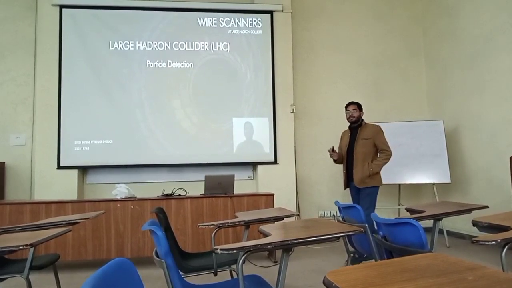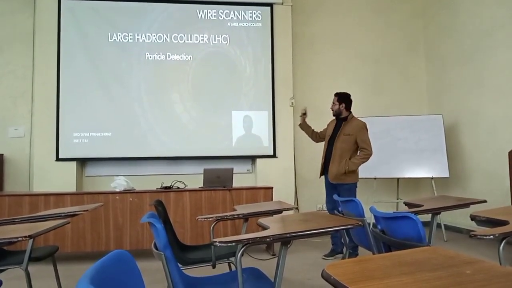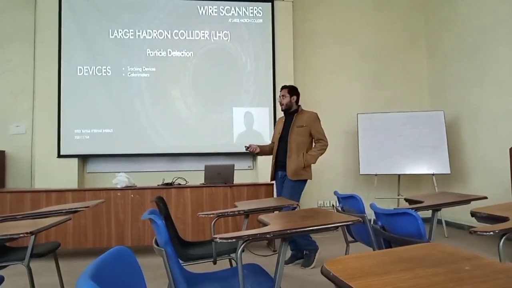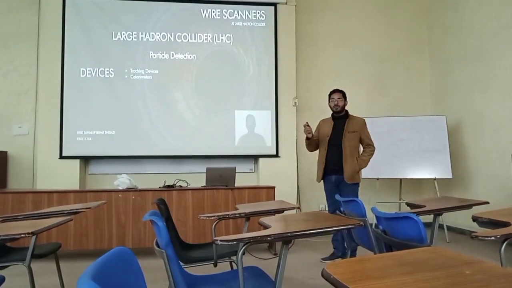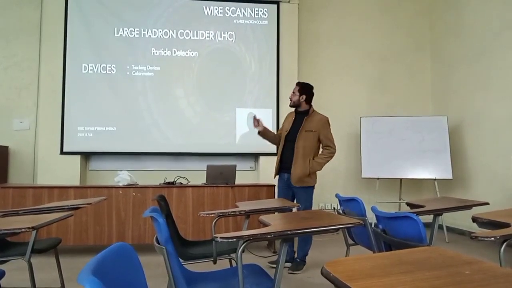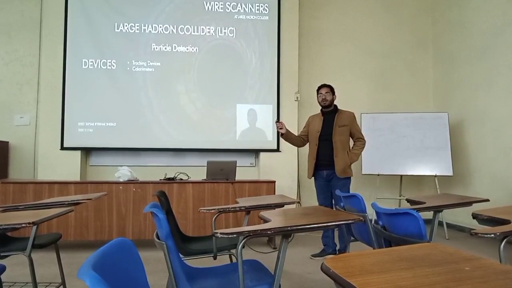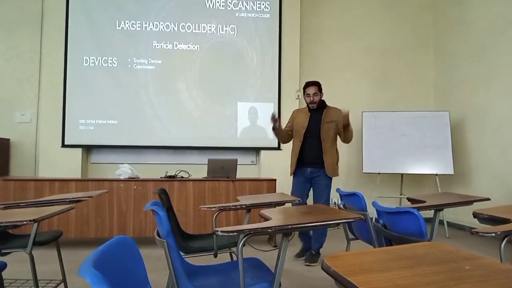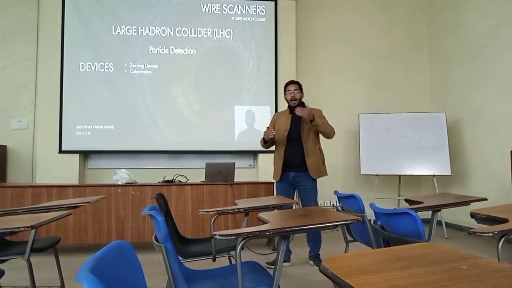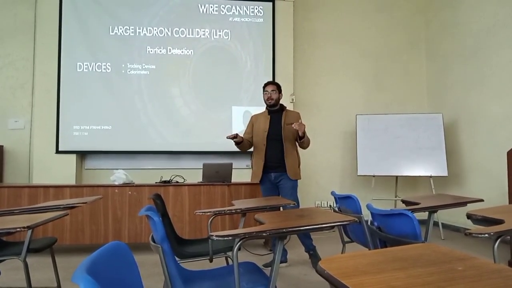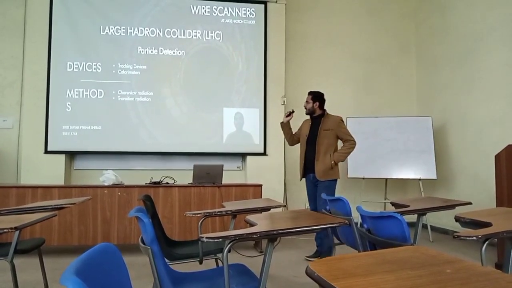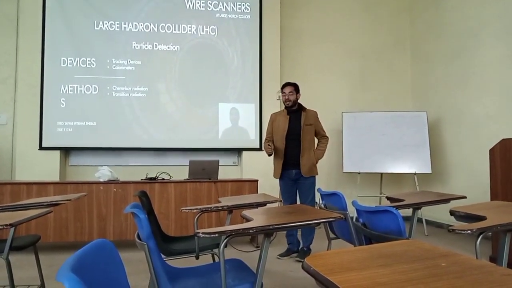So let me talk a little bit about particle detection. Actually, this was interesting, so I added it here. So how do we detect particles? There are multiple devices used for this: tracking devices and calorimeters. Tracking devices track the path taken by the particle. In calorimeters, a particle, like an electromagnetic particle, passes through a sheet of insulators, and there is a decrease in the energy of the particle while passing through it. That decrease in energy is calculated and used to detect a specific type of particle.